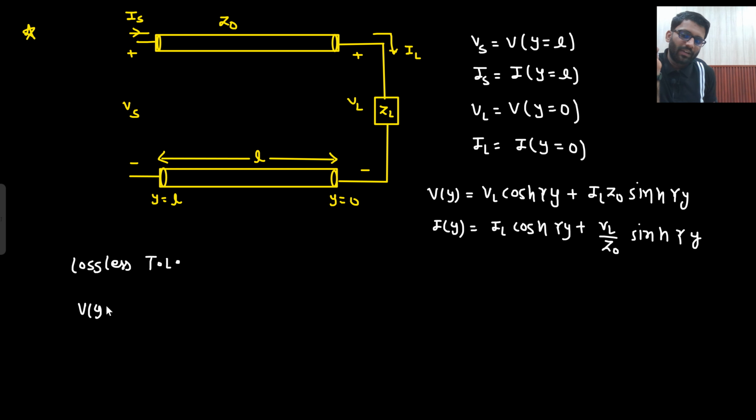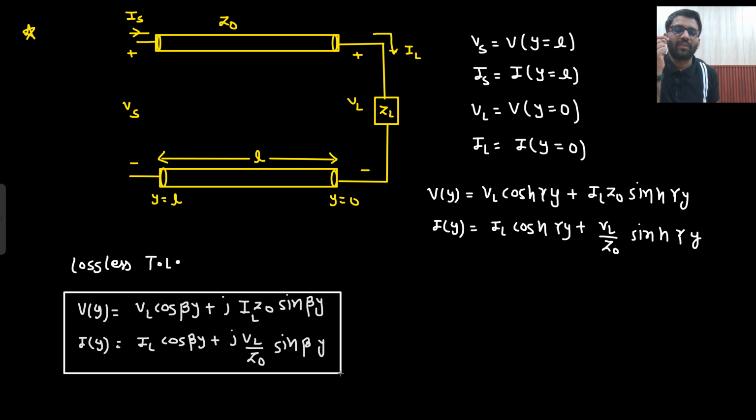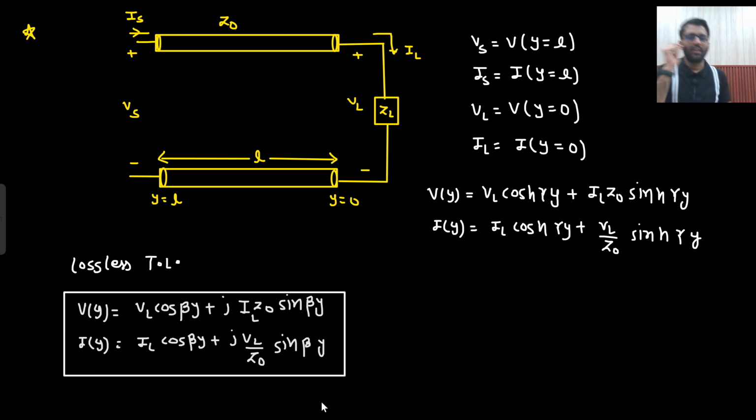So if I need to write down the Vy expression for a lossless transmission line, that would be VL cos beta Y plus J IL Z naught sin beta Y. And if I need to write down Iy, that would be IL cos beta Y plus J VL by Z naught sin beta Y. So 100% chances are there that they will give a lossless transmission line only, because you will never have to do hyperbolic calculation. So a lossless transmission line only will be given, and there you need to apply these equations.